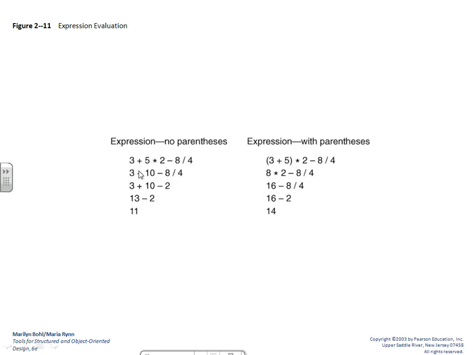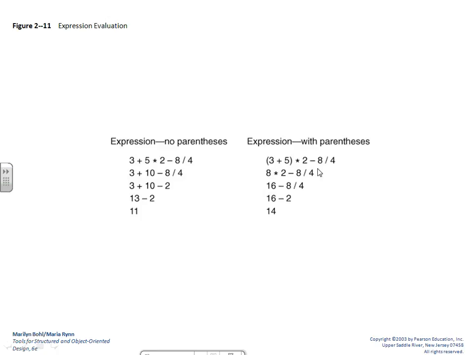Now I have addition, subtraction, and division. Division is higher priority. So 3 plus 10 minus 2. Now we have addition and subtractions. We're going to go from left to right. 13 minus 2, and 11 is going to be the final result.